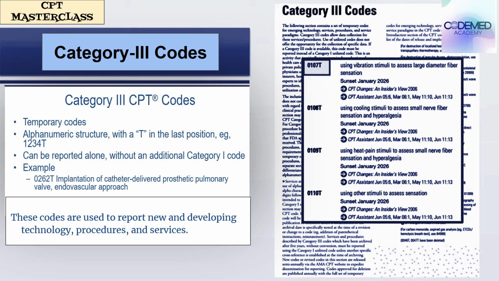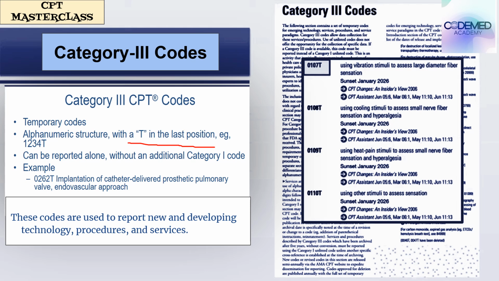Now the category 3 CPT codes are temporary codes. They are also alphanumeric in structure with the letter T in the last position. But all the category 1, category 2 and category 3 codes are 5-digit codes. Category 1 is completely numeric, while category 2 and category 3 are alphanumeric because they have the alphabet at the end. The category 2, which we saw earlier, had an F at the end, while category 3 has the T at the end.